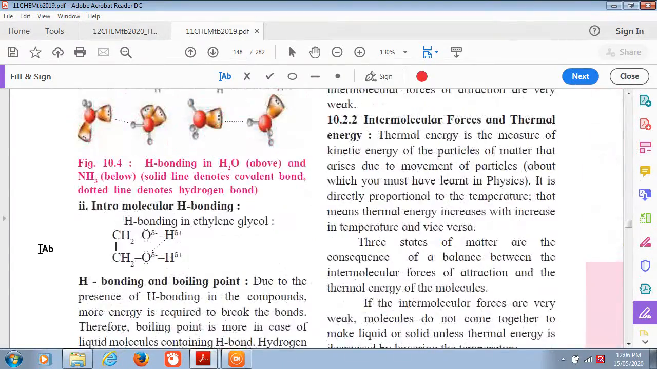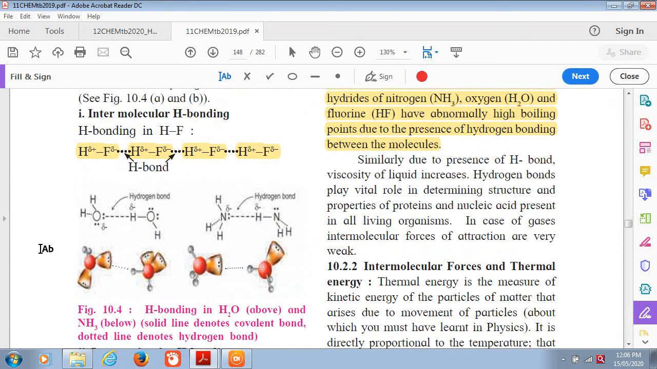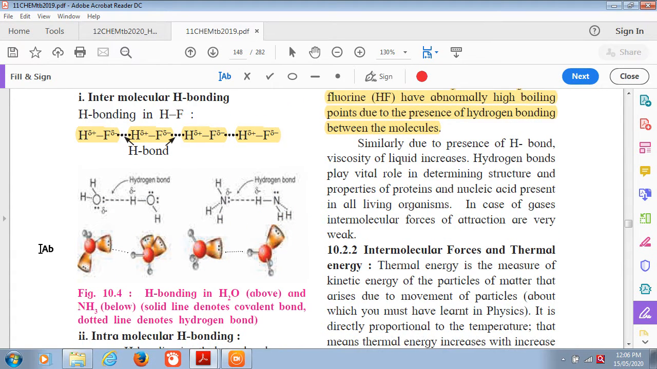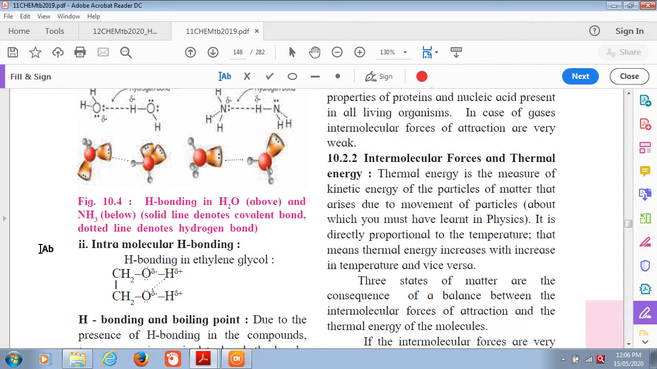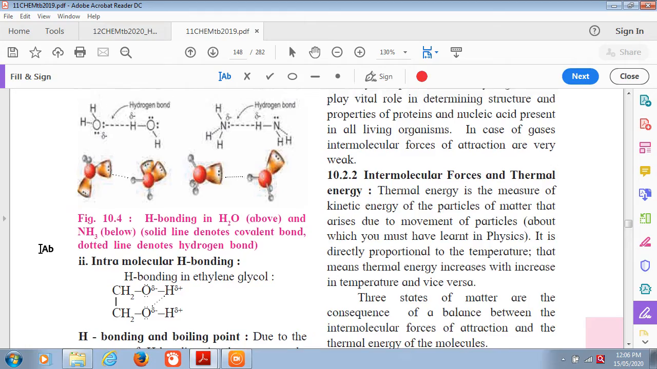So here the hydrogen bonding is present between two different molecules, so it is intermolecular hydrogen bonding, while in case of ethylene glycol, the hydrogen of the same molecule gets attracted toward the oxygen of the same molecule. So this hydrogen bonding is within the molecule, so it is intramolecular hydrogen bonding.